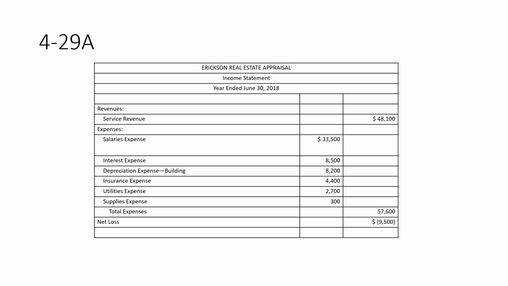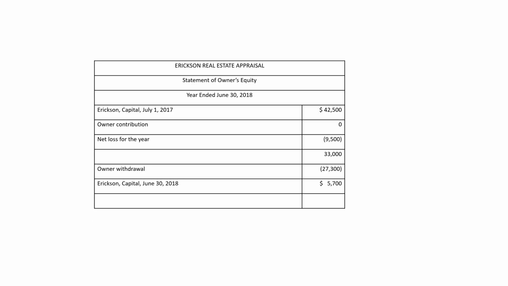In requirement 2, it asks us to prepare the statement of owner's equity, and it says to assume that there were no contributions by the owner during the year. So we start with the name of the company, the name of the financial statement, statement of owner's equity. Again, we're showing how owner's equity changed over a period of time. The year ended June 30th, 2018.